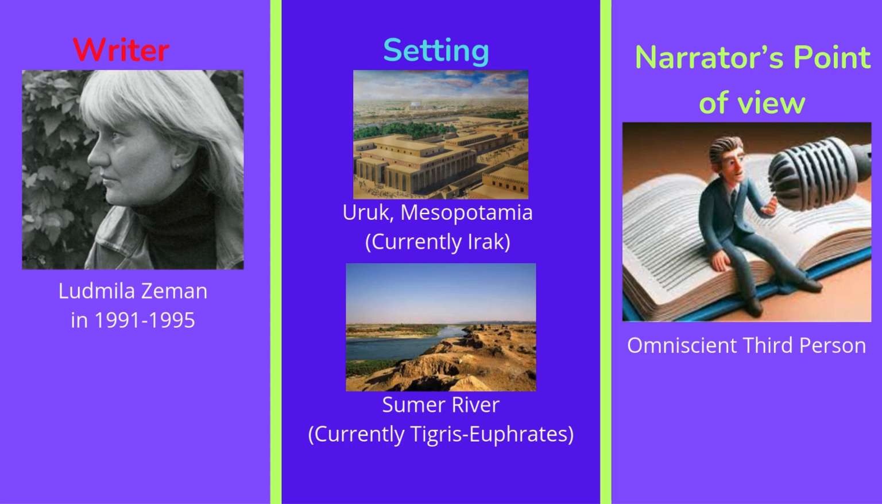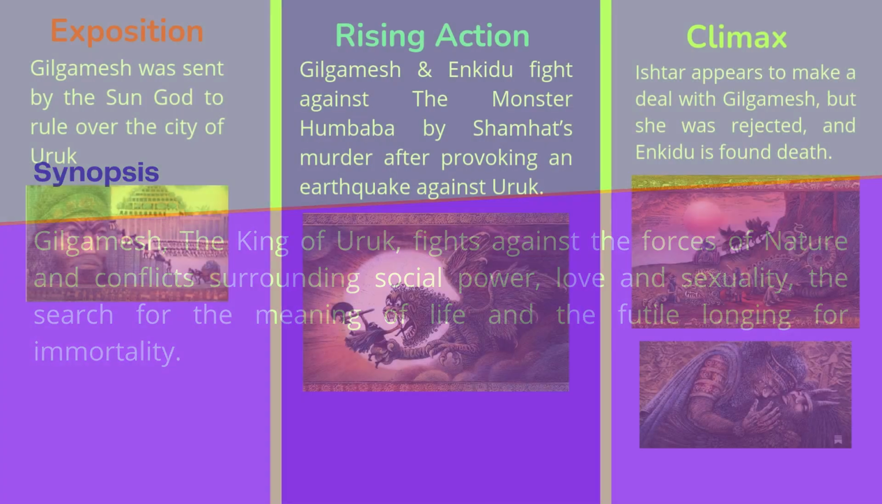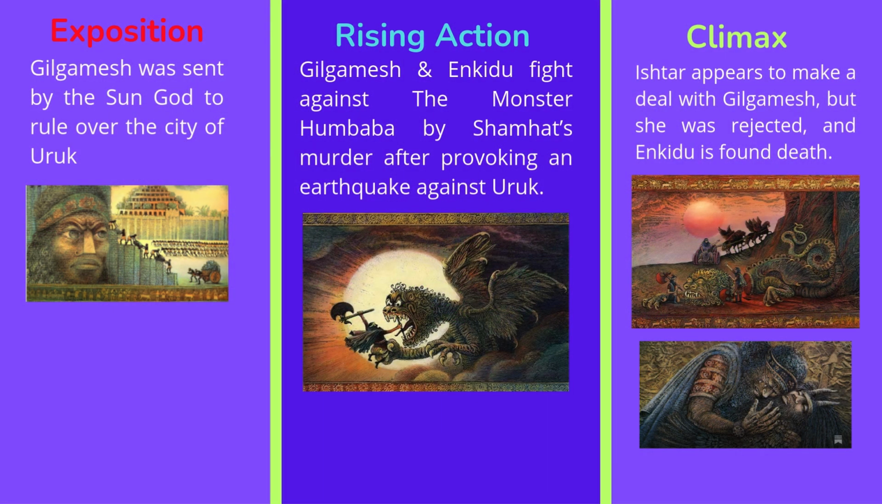The narrator's point of view is omniscient third person. In the synopsis, Gilgamesh, the king of Uruk, fights against the forces of nature and conflicts surrounding social power, love, and sexuality, the search for the meaning of life, and the futile longing for immortality. Now, it's time to begin with the plot analysis. In the exposition, Gilgamesh was sent by the sun god to rule over the city of Uruk.